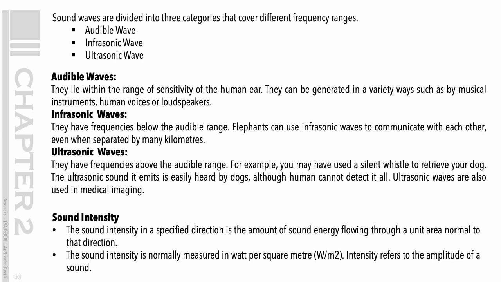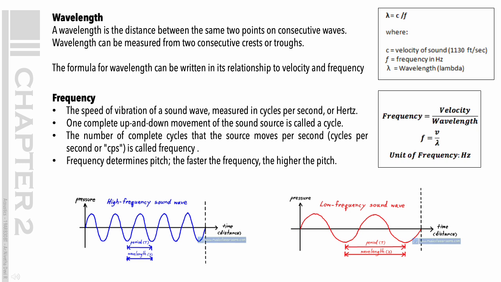Sound intensity. It in a specified direction is the amount of sound energy flowing through a unit area normal to that direction. It is normally measured in watts per square meter, W/m². Intensity refers to the amplitude of a sound. Wavelength. A wavelength is the distance between the same two points on consecutive waves. Wavelength can be measured from two consecutive crests or troughs. The formula for wavelength can be written in its relationship to velocity and frequency.